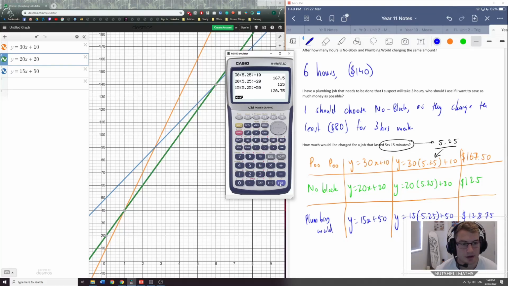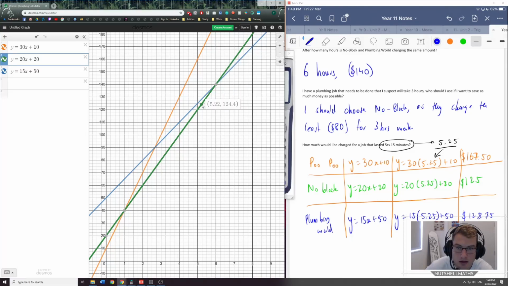Double check your plumbing world calculation. I think mine's correct. And we could even track this on the graph and see, look, at 5.25, exactly, it's hard to get my mouse there, $125, which is what we calculated for no block. If I go up, 128.75 for plumbing world, and if I go all the way up, 167.5.